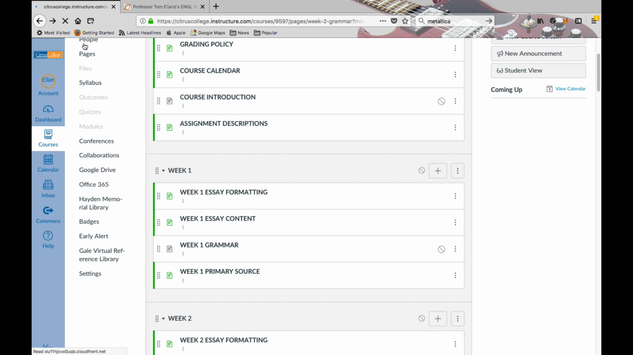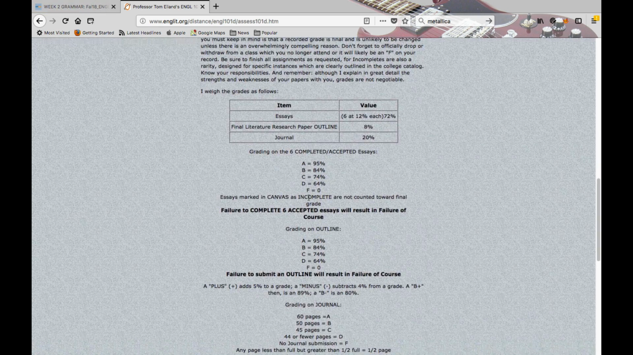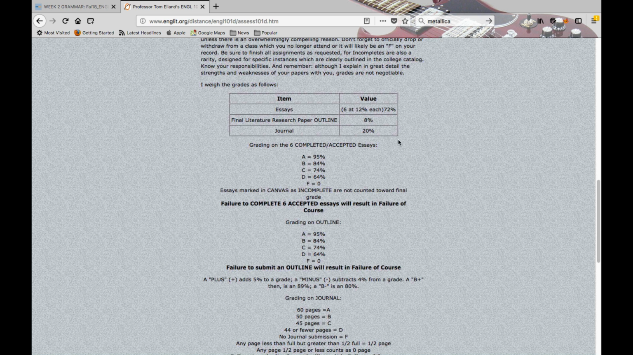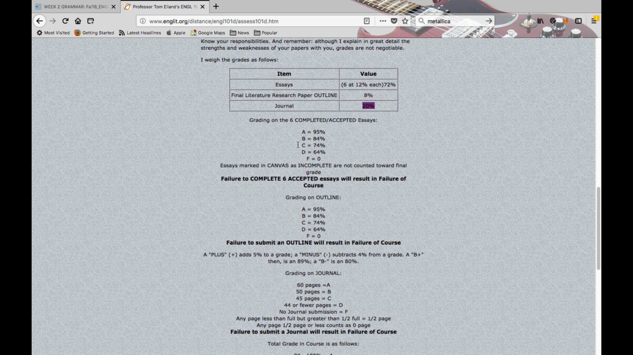Ultimately, you are going to be creating really just 3 works during the course of the semester. You have 6 essays, the outline, and then the journal. You must submit a journal to me, which you'll drop off at my office at the end of the semester. You must submit an outline, which you need for the other class anyway. And you must complete and get accepted 6 essays during the course of the semester to pass this class.